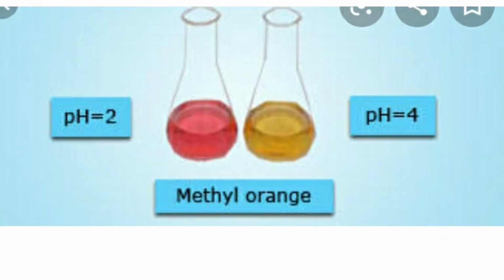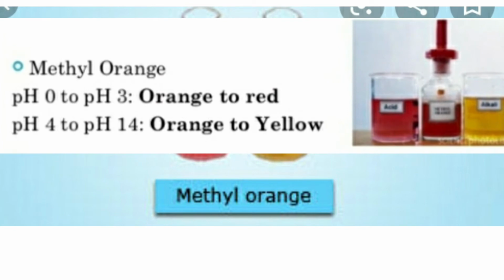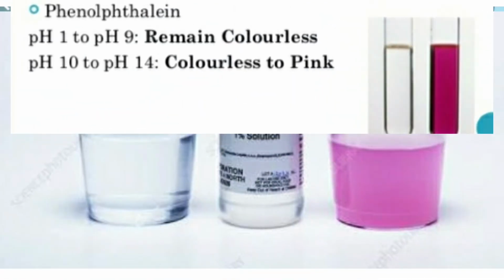For methyl orange indicator, if the pH is 0 to 3, it shows orange to red, children. And pH is 4 to 14, orange to yellow. And for phenolphthalein indicator, if the pH is 1 to 9, it remains colorless. You all understood, children? If the pH is 10 to 14, colorless to pink.